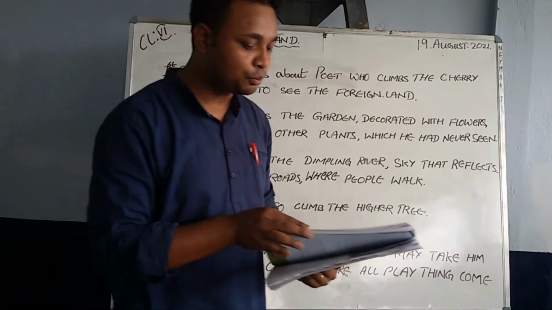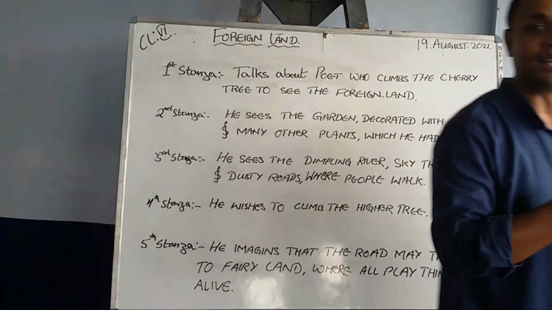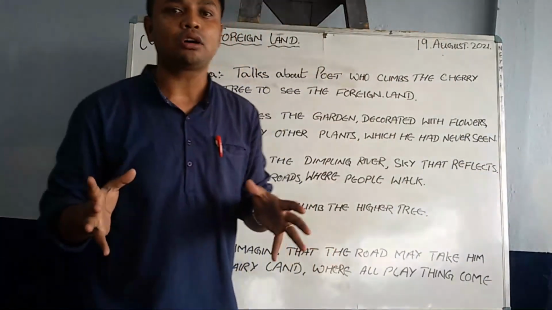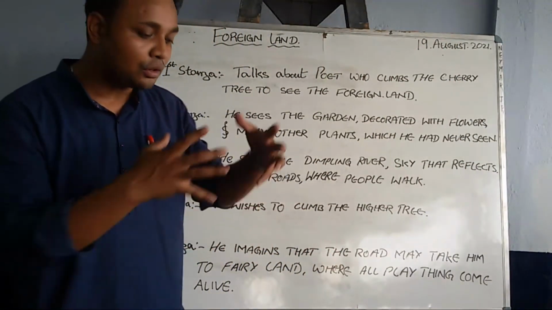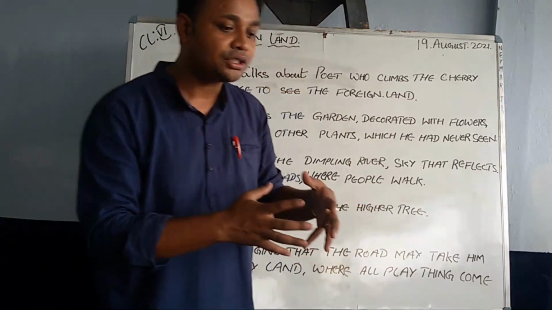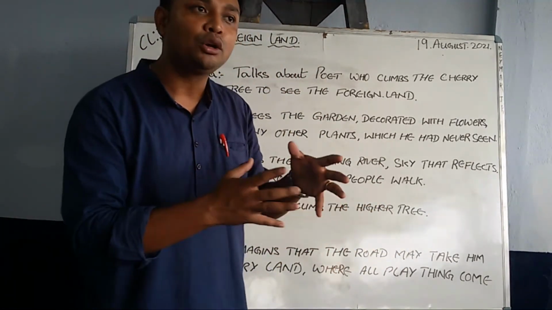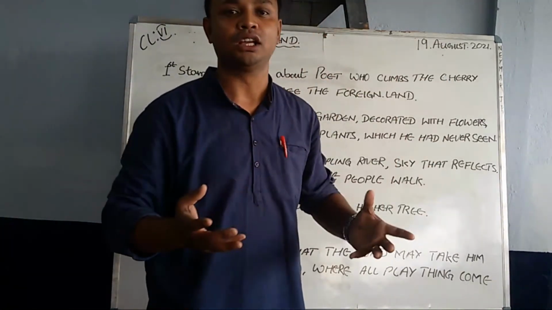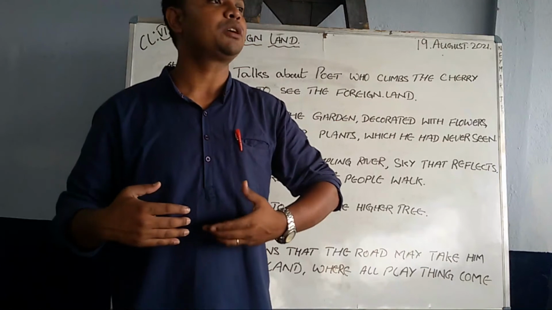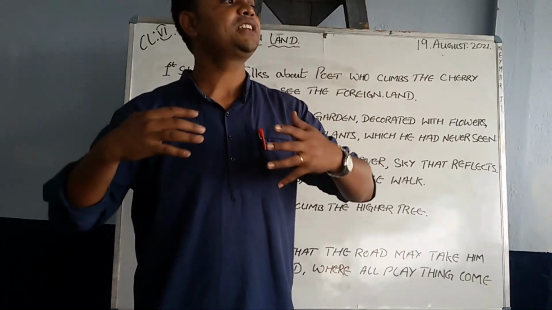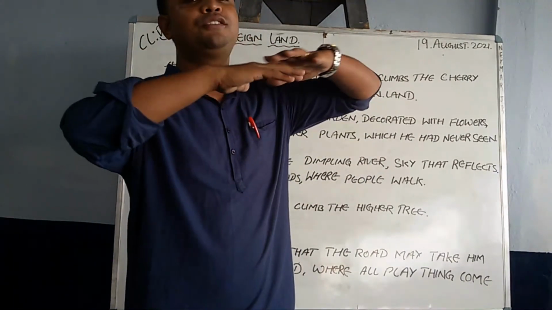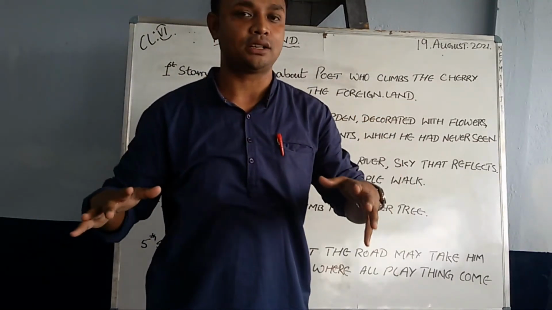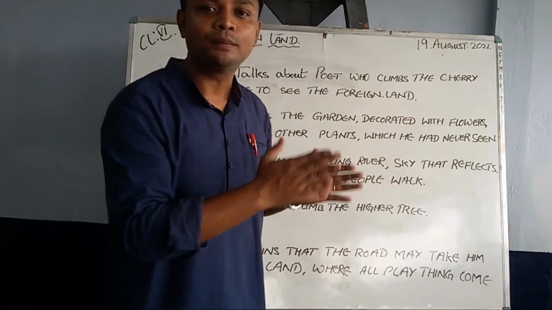Okay? Actually, this poem talks about the poet's feeling. All five stanzas talk about his feeling. He's somewhere else in the village. He doesn't have his friends, so he might be lonely. So he tries to explore, to see new things. In order to see that new thing, he climbs up a cherry tree. As he climbs up, he sees the farthest land, and he sees the most beautiful things he had not seen in his native place.